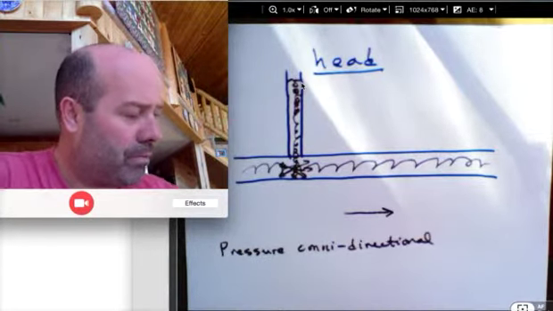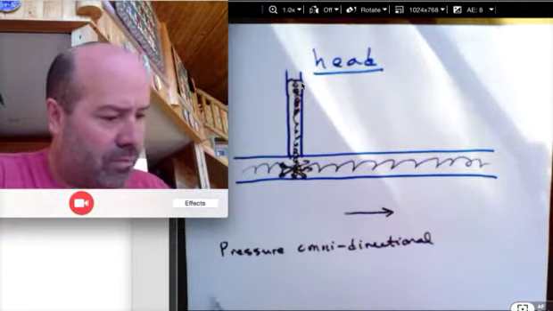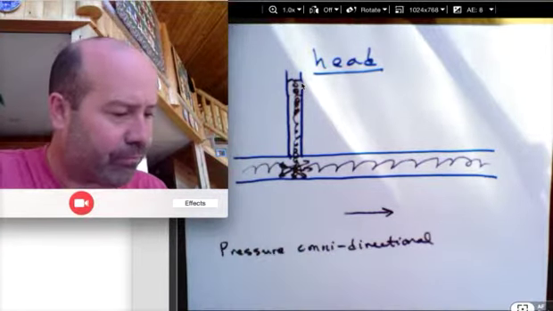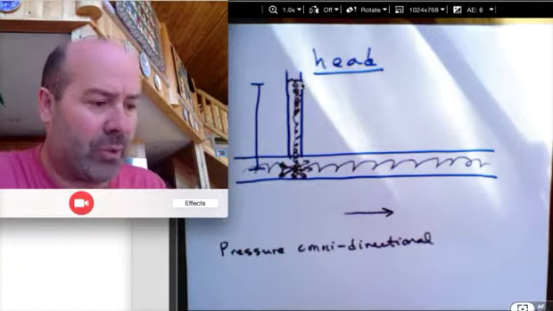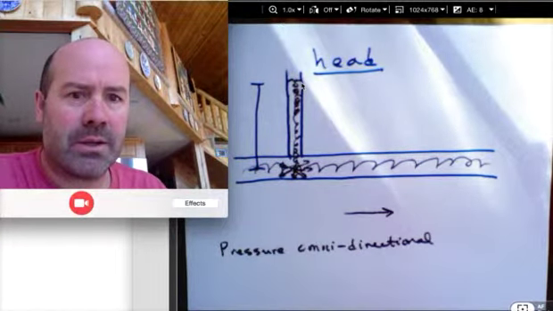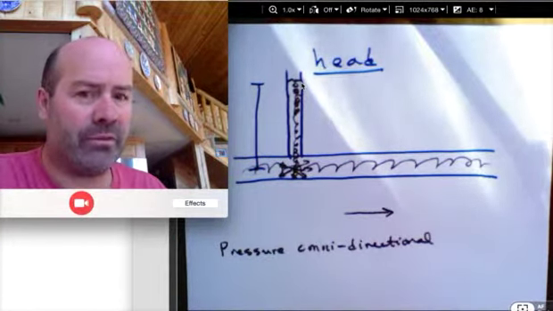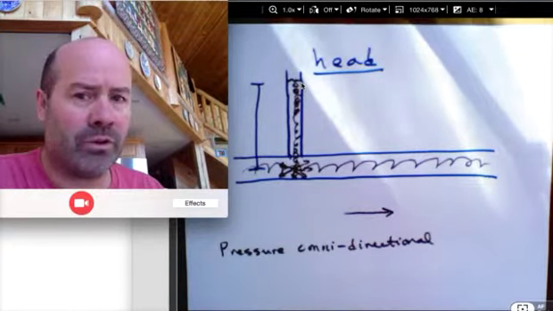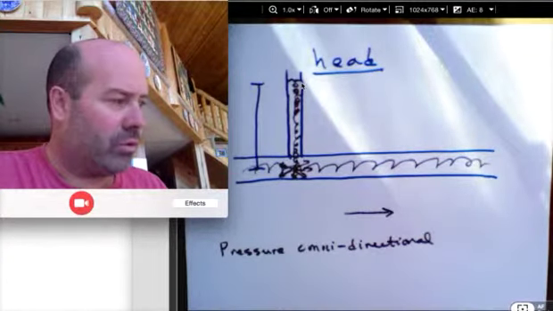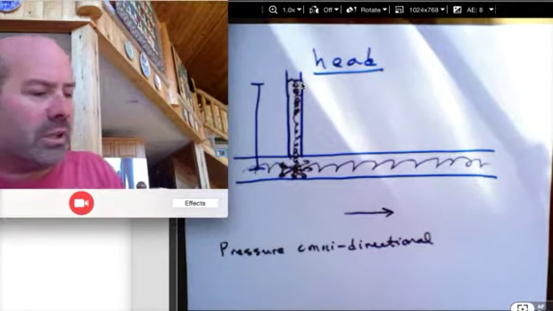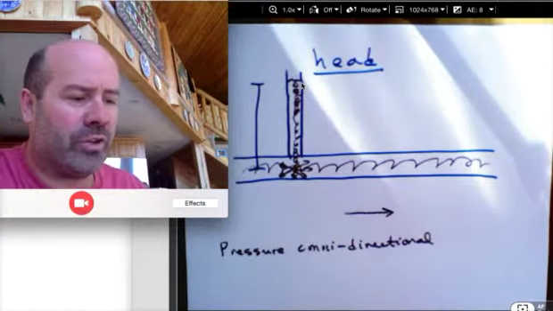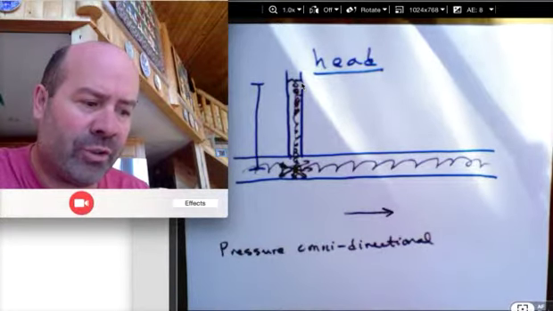So, what would the units be? Well, I would take my tape measure out and I would measure some distance. And that distance would have units of feet or meters. So if you've already watched the energy video, you can see there that the energy principle has units of head.